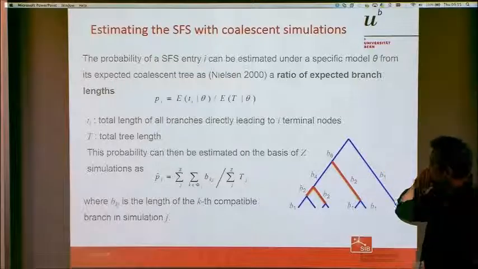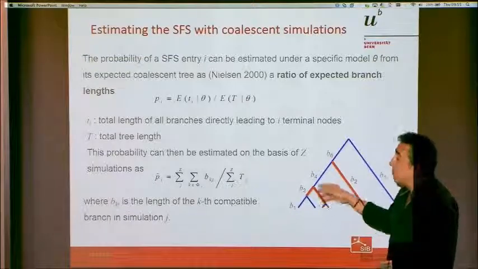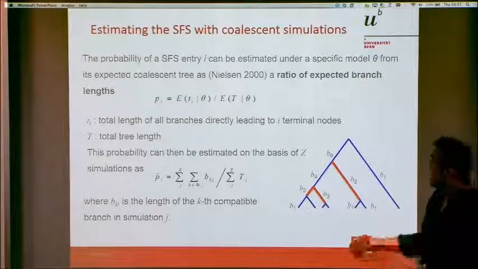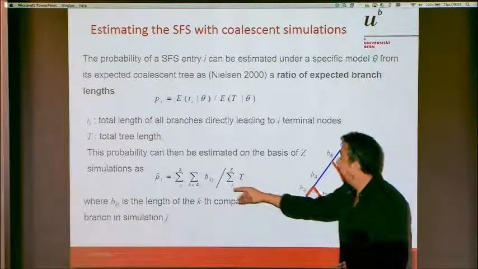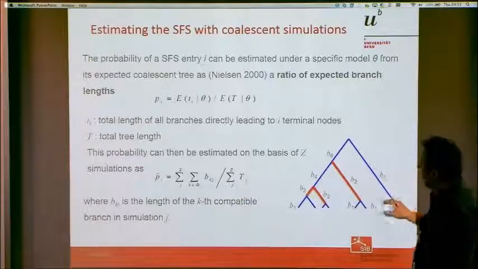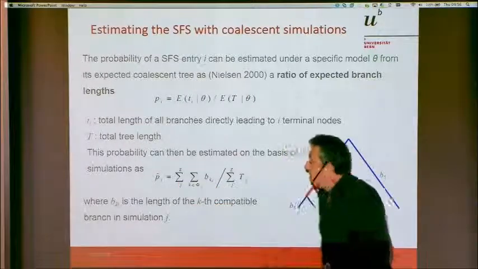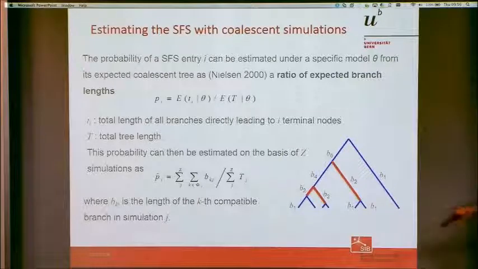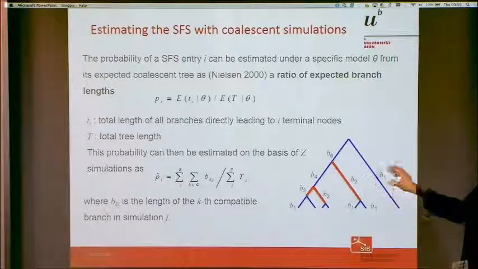And this is what you should get in expectation, but actually you can easily use simulations to approximate this probability by performing lots of simulations, summing all these branch lengths over all simulations, and dividing by the sum of all the total branch lengths to get some expected entries in your SFS. And of course, the more simulations you use, the more accurate this estimation can be. And that's really nice because this can be applied to any kind of scenario, and can of course be extended to an arbitrary number of populations.